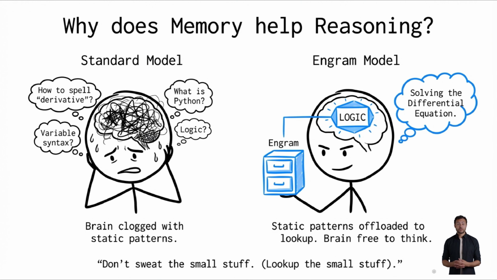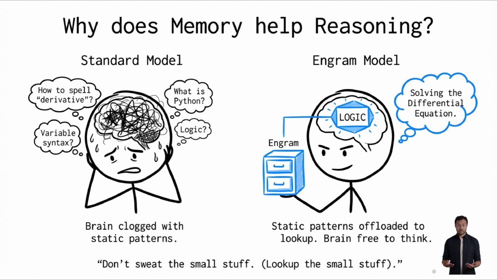Memory helps reasoning because it lets your brain stop wasting effort on the small stuff. In the standard model on the left, your mind is cluttered with static details: how to spell a term, the exact syntax of a variable, or basic definitions like what is Python. When those facts compete for attention, it's harder to do real thinking.